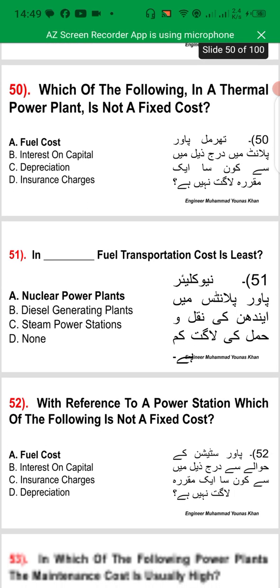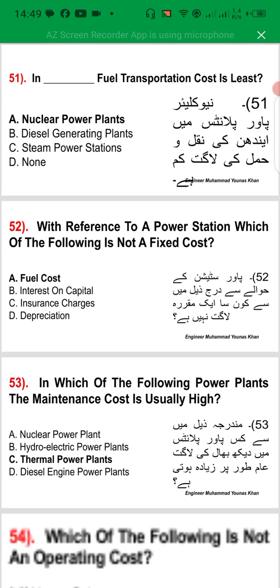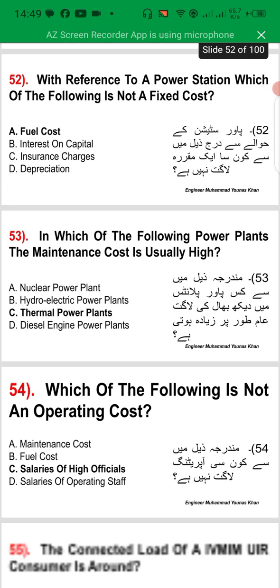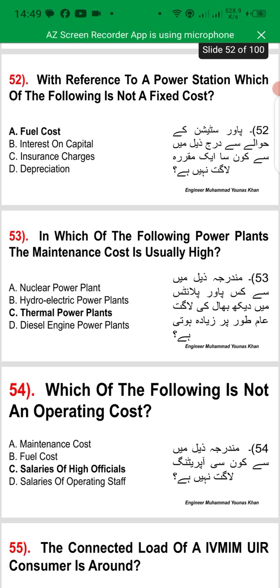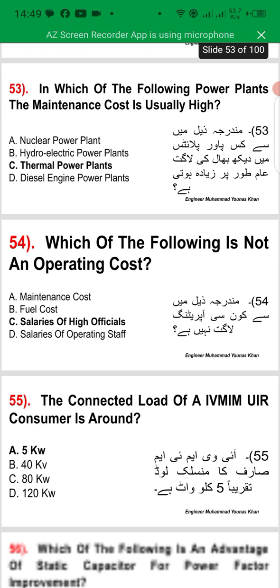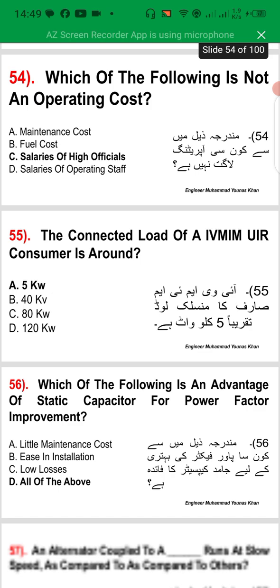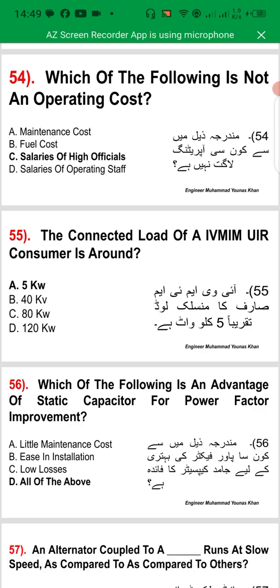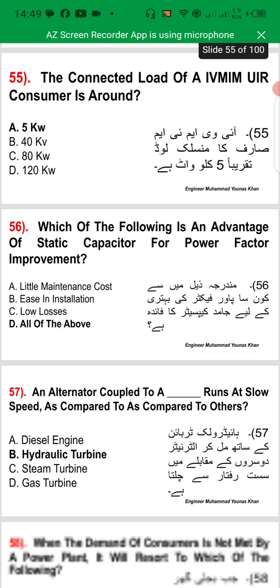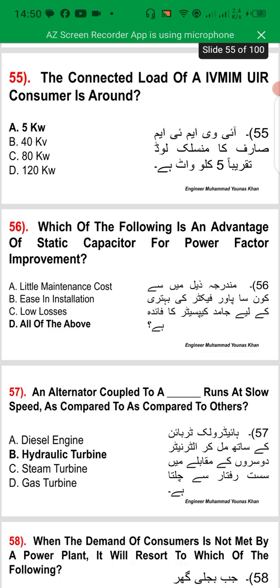Which of the following in a thermal power plant is not a fixed cost? Fuel cost. In nuclear power plants, fuel transportation cost is least. With reference to a power station, which of the following is not a fixed cost? Fuel cost. In which of the following power plants is the maintenance cost usually high? Thermal power plants. Which of the following is not an operating cost? Salaries of high officials. The connected load of a domestic consumer is around 5 kW.